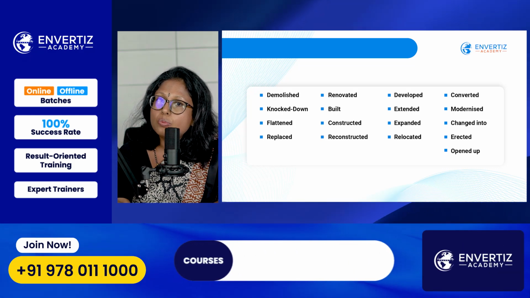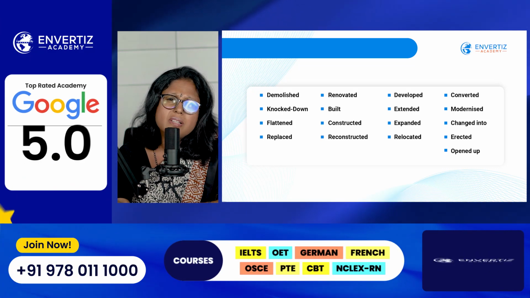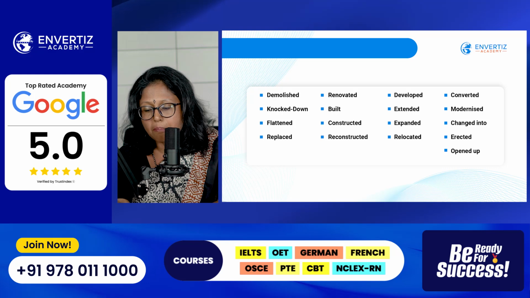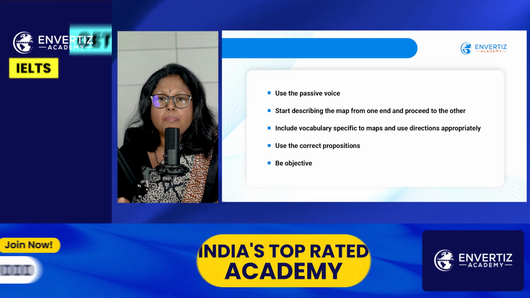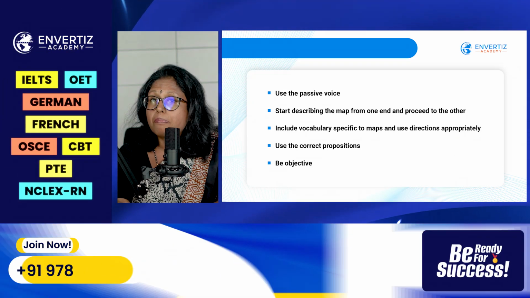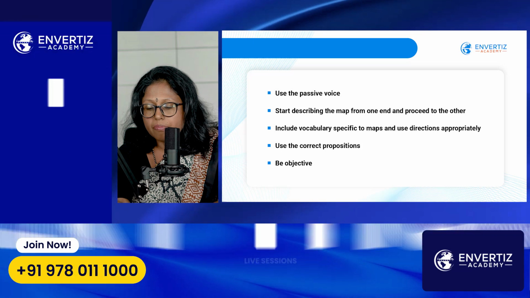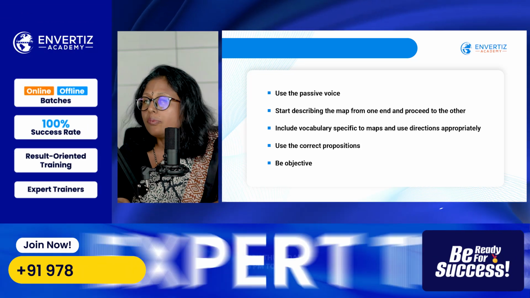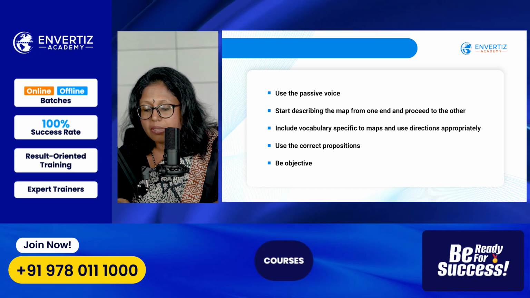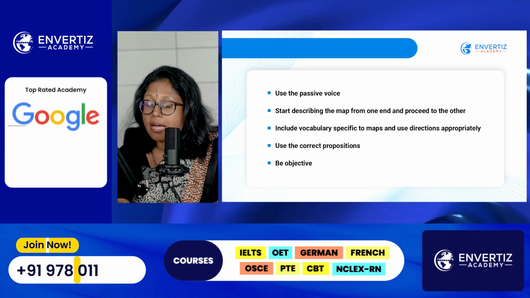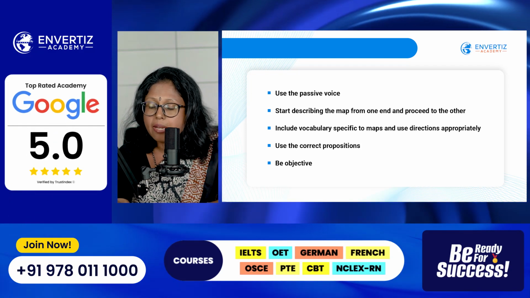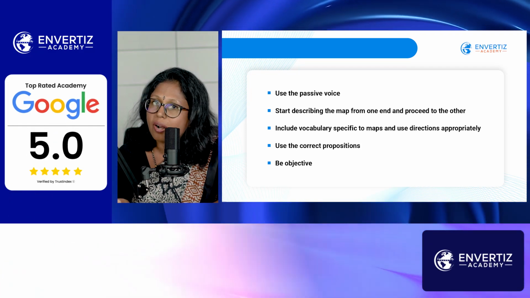Now, let me come to the last portion. Those are my tips for you when you're writing a map. Just like I said in a process, use passive voice. This is because you don't write, they constructed 9 buildings. Rather, we put it as 9 buildings have been constructed.